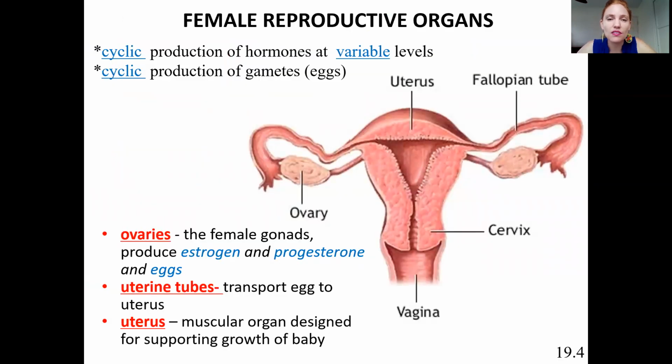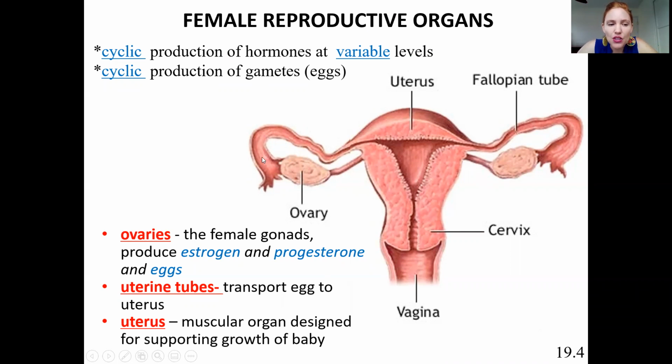For the female reproductive system, I'm going to start with a broad overview first, and then we'll get into the individual structures in just a second. So here are the gonads. Again, here's the ovary that's producing the gametes, as well as the sex hormones, specifically estrogens and progesterone.